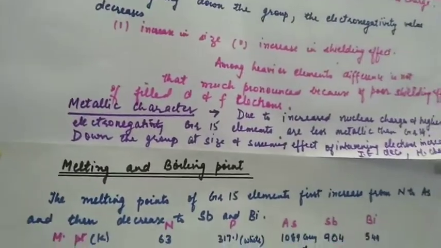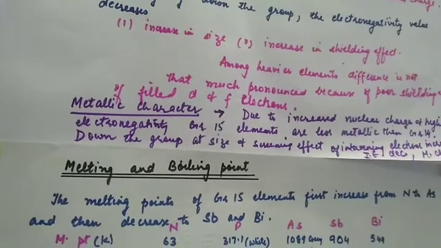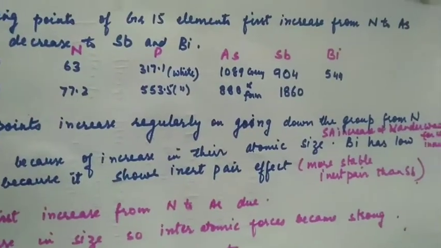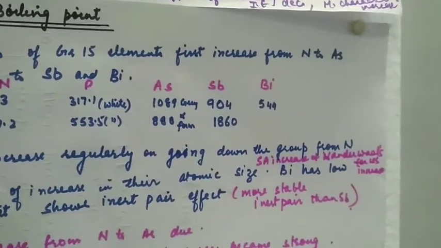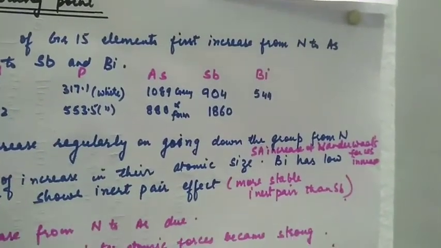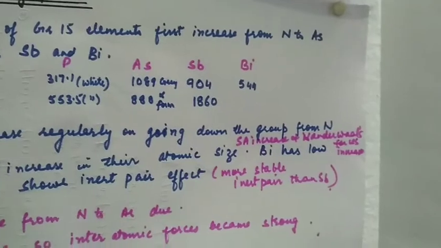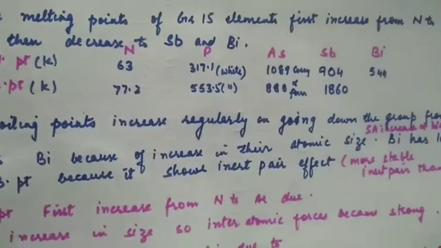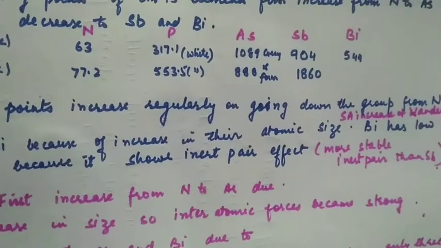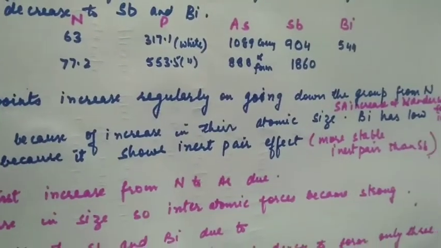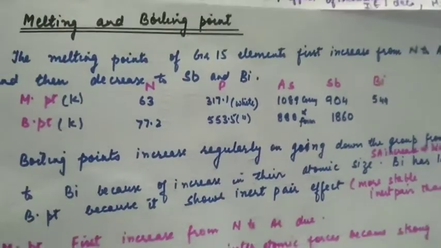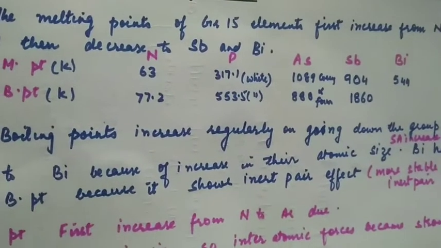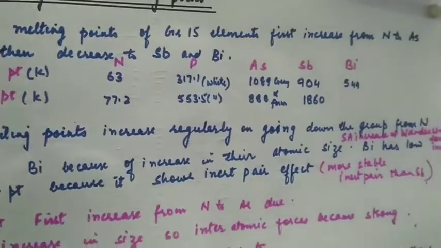The boiling point regularly increases from nitrogen to antimony. When size increases, the surface area increases and the van der Waals force of attraction also increases. Bismuth has a low boiling point because it shows the inert pair effect. Its inert pair is more stable than that of antimony, so its boiling point is less than that of antimony.